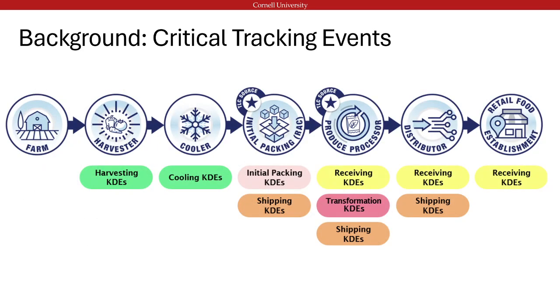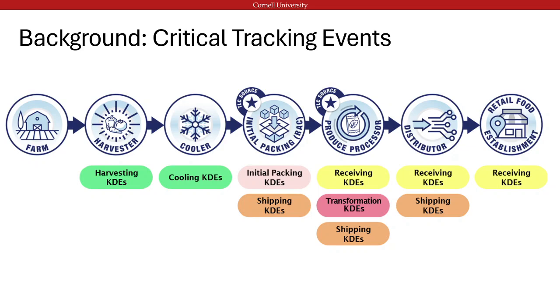And here's another example. So we have a supply chain here: the farm, harvester, cooler, the initial packer, the produce processor, a distributor, and the retail food establishment. And you can see the different critical tracking events that apply in each step of the supply chain. So the harvester, obviously harvesting is a critical tracking event that would apply to them. And so they are responsible to keep those harvesting key data elements, as well as the first person that would cool any produce that was freshly harvested.